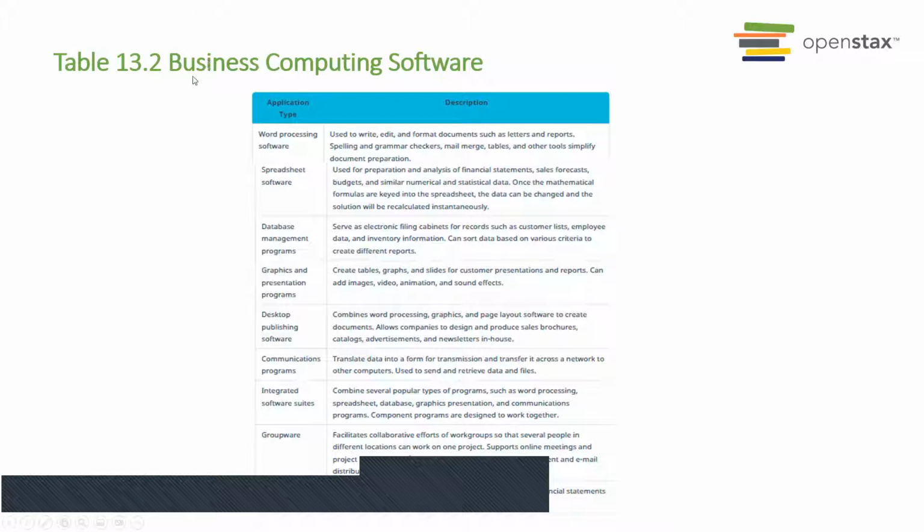Table 3.2 does a great job describing the application type and description. This table is in your textbook, and take a look again at the chapter outlines as well.